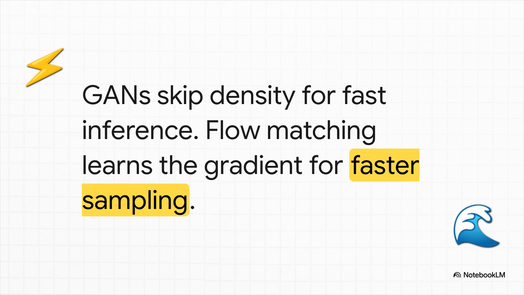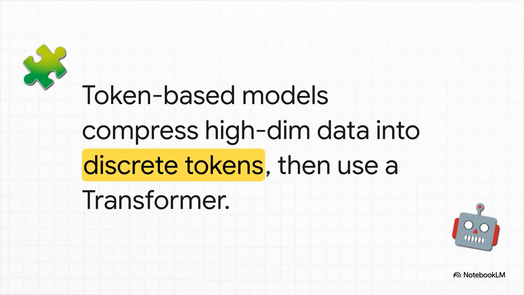Then we have Family 4, which is absolutely the massive 2024 to 2026 hotness: flow matching and score-based models. Instead of guessing, they learn the gradient of the log density directly. This gives them these incredibly straight, efficient paths for generation, making sampling like 4 to 10 times faster than standard diffusion. And finally, we have Family 5, token-based autoregressive.